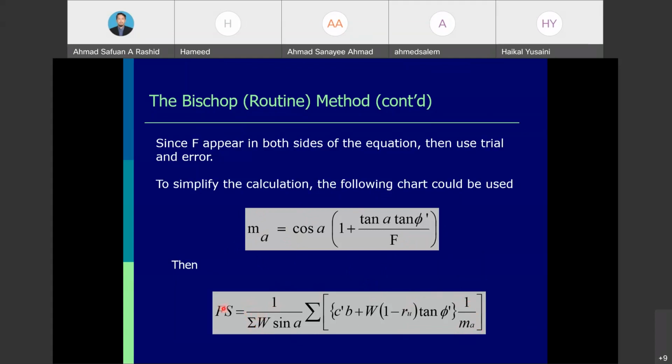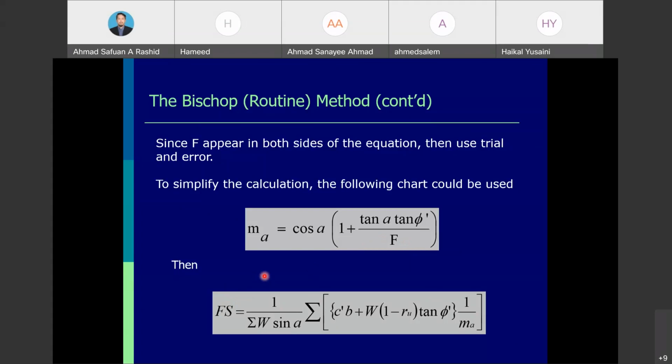So what should we do then? We need to assume the factor of safety on the right. Then do the calculation. If the factor of safety on the right is not equal to the factor of safety on the left, which is the output, we need to repeat until at least three times or three attempts. It's very tedious compared to the Fellenius method.